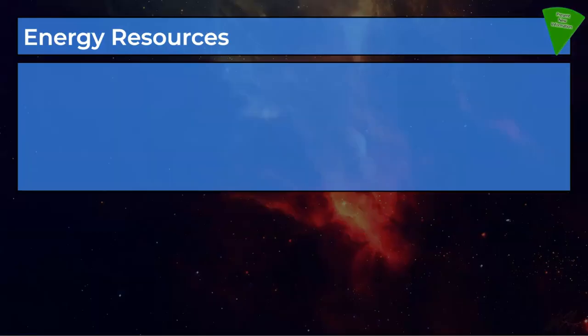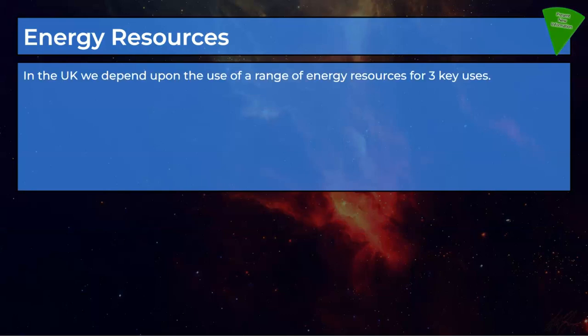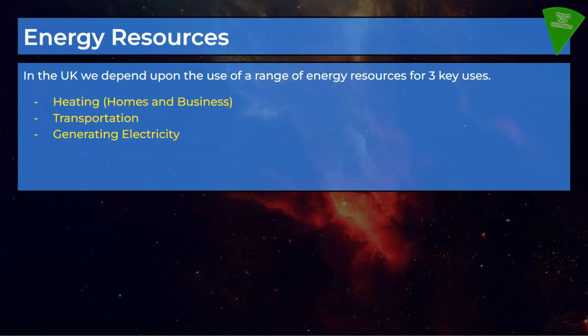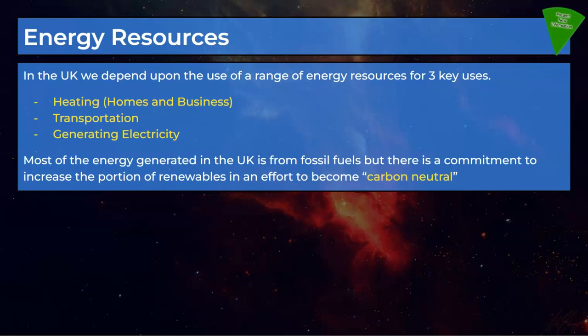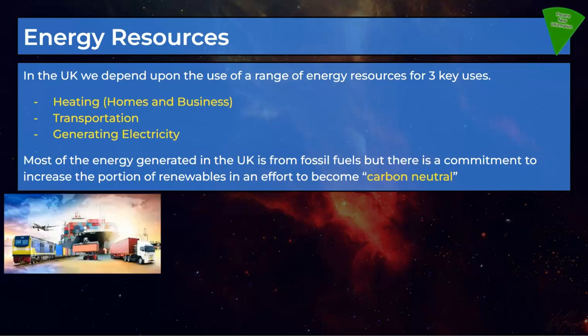Okay, so in terms of energy resources, as we said, there is a whole range, but ultimately we use them for three primary things. We use them for heating, we use them for transportation, and we use them for generating electricity. In the UK, we have a direction of travel where we are trying to become more responsible and continue to reduce our proportion of non-renewable resources and increase our number of renewables in an effort to become carbon neutral.